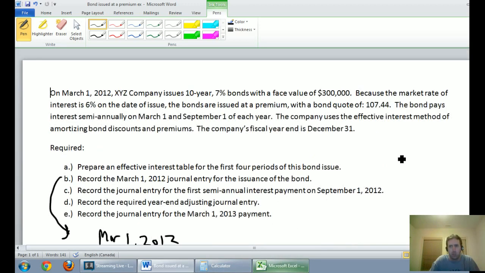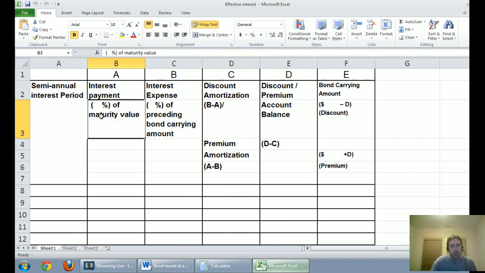Oh, maybe I should read the whole thing. The bond pays interest semi-annually on March 1st and September 1st of each year. The company uses the effective interest method of amortizing bond discounts and premiums. And again, just to reiterate something from the last video, if you're doing straight line, it's probably not the video for you. We're looking at the effective interest rate method. That's what GAAP and IFRS say that companies are supposed to be using. The company's fiscal year end is December 31st. Okay, so let's go ahead and start filling out our effective interest table. Again, I'm a very generous guy.